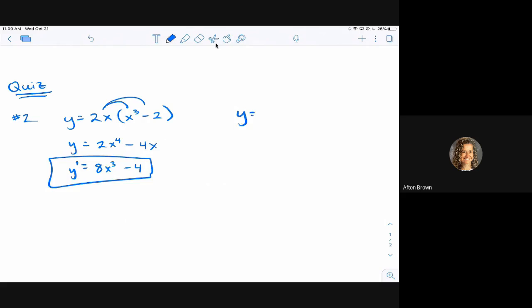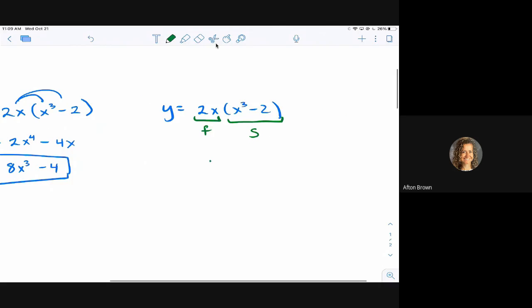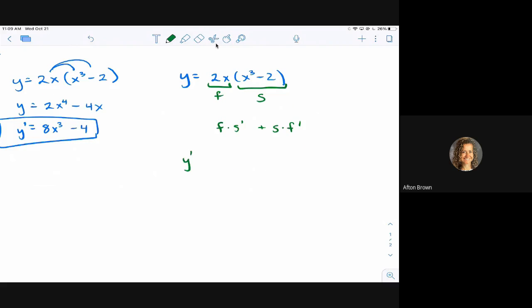Okay, so I could take this function. There's a first function and a second function. So I'm going to say, here's the first, and here is the second. Product rule is this. This is what we just have in our notes. So the first times the derivative of the second plus the second times the derivative of the first. Okay, so I'm going to find y prime.